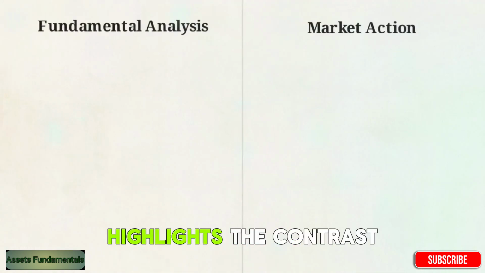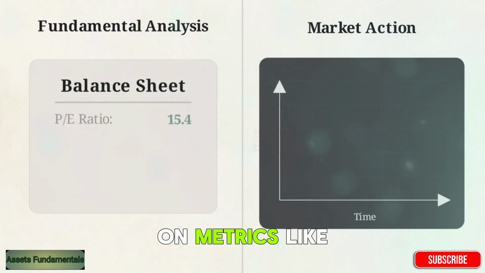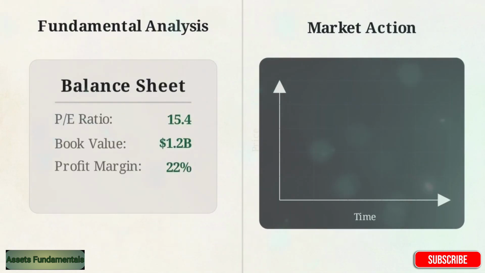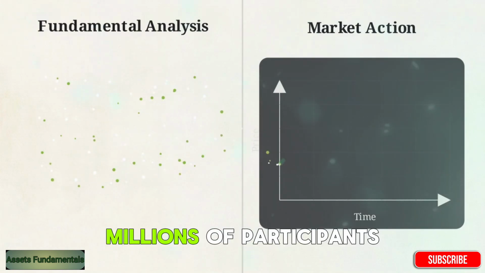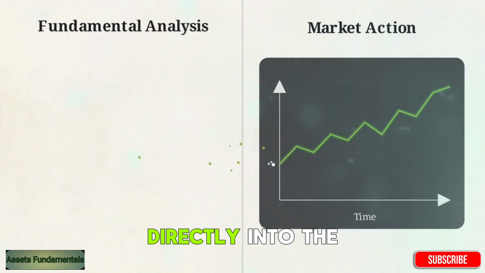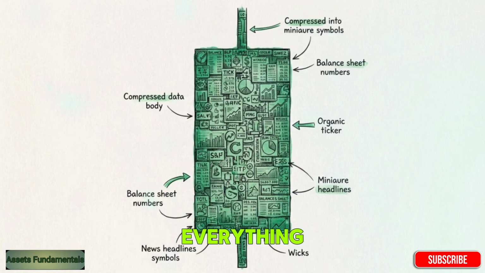This split screen highlights the contrast. On the left, fundamental analysts focus on metrics like price-to-earnings ratios, book value, and quarterly profit margins. But the global market acts as a real-time compression algorithm. The moment those earnings are public, millions of participants react, instantly pricing all of that fundamental data directly into the stock's price on the right. The market executes this compression on everything.